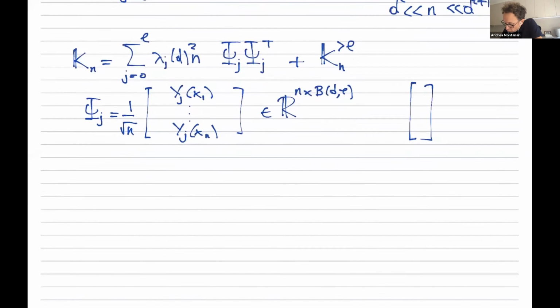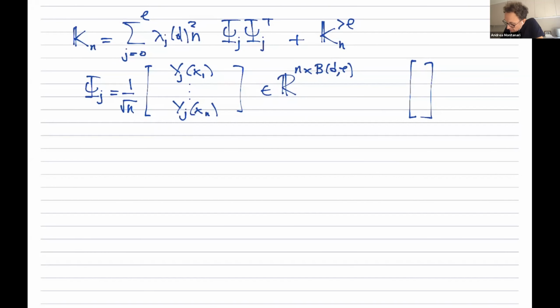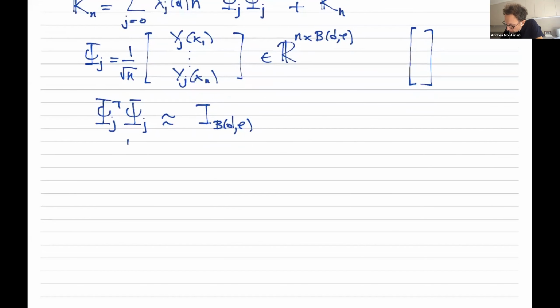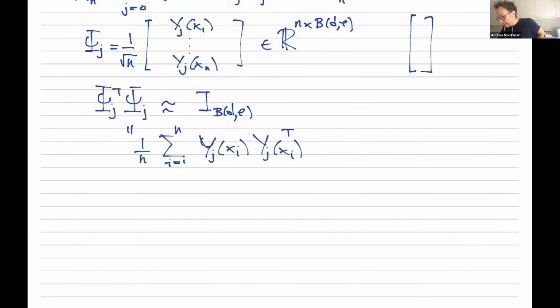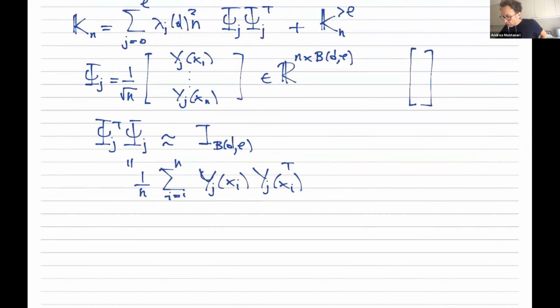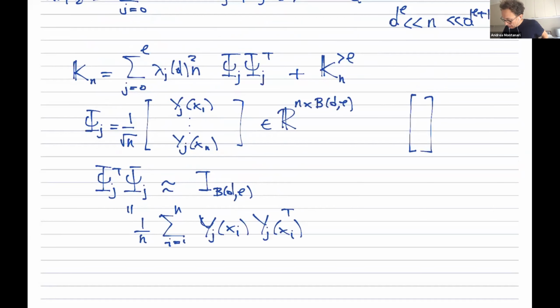Okay, now I claim, it's easy to check, though it requires a little matrix concentration proof, that this matrix is approximately orthogonal. You can see that in expectation, this is 1 over n, sum over j from 1 to n, and then you have y_j, sum over l, sum over i, x_i, psi_j, x_i transpose. So you can imagine that this is very similar. The expectation is the identity and it concentrates around the identity. So this is an approximately orthogonal matrix, and so this is an approximate eigenvector decomposition.